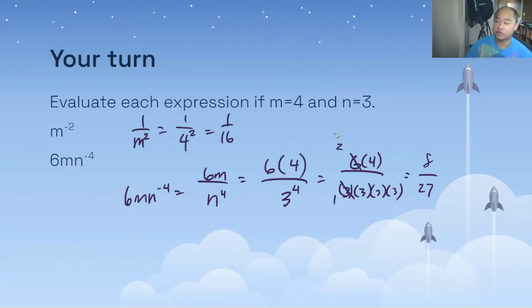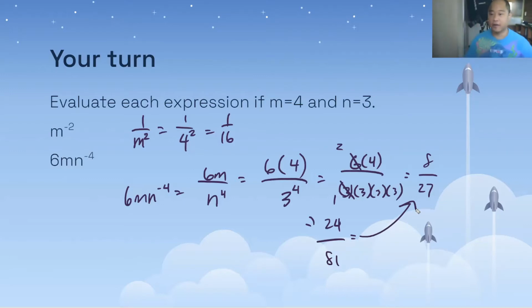You could just have multiplied, and that would have given you 24 over what's 27 times 3? I don't know. Oh boy. Let's see. 27 times 3. 81. 81, of course. Should have known that. 8 over 81, and then you could have reduced this to this point. Okay.